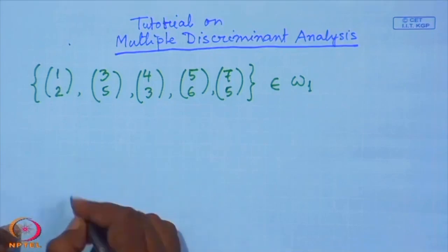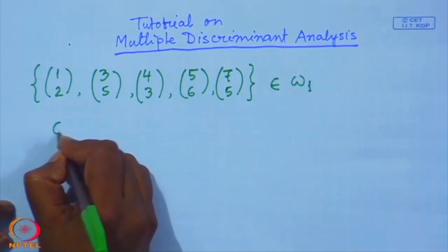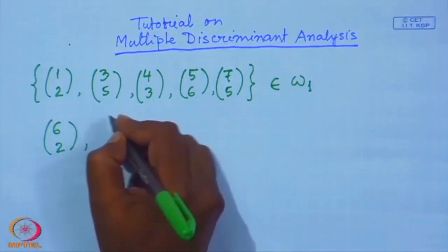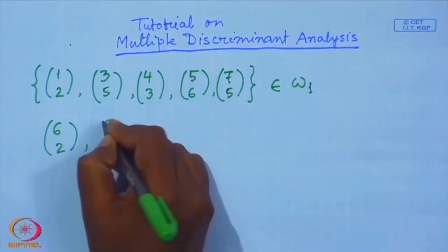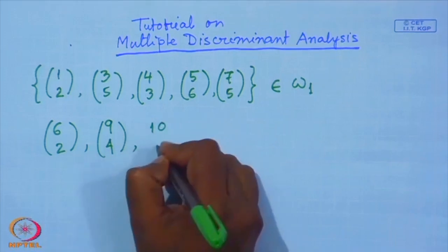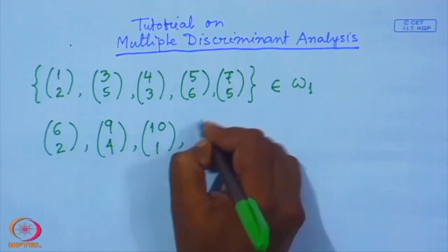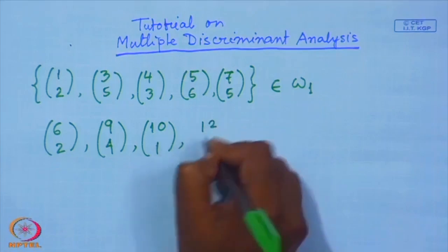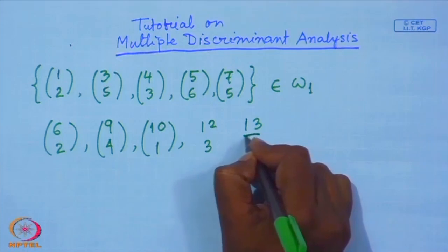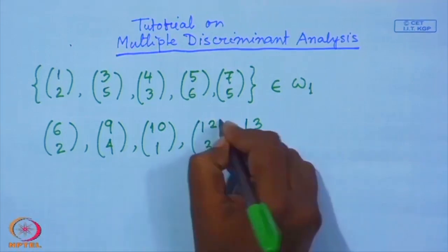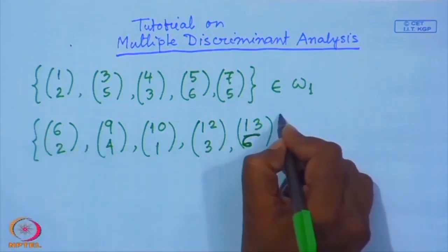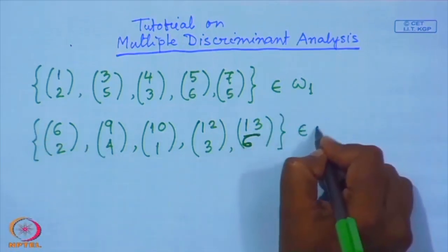And we have another set of feature vectors, say (6, 2), let us take (9, 4), then (10, 1), then (12, 3), and (13, 6). These are the feature vectors taken from class omega 2.